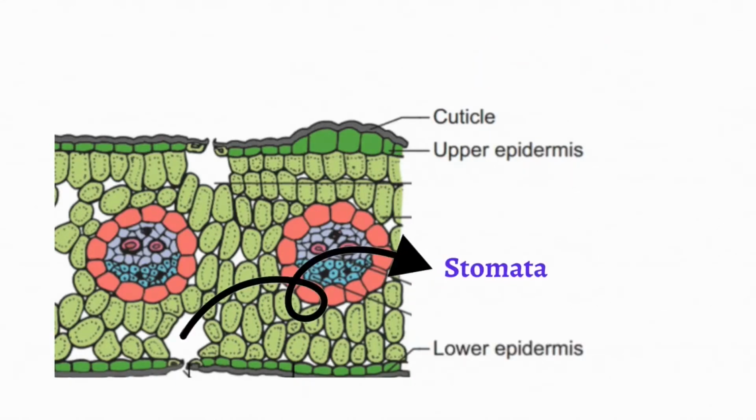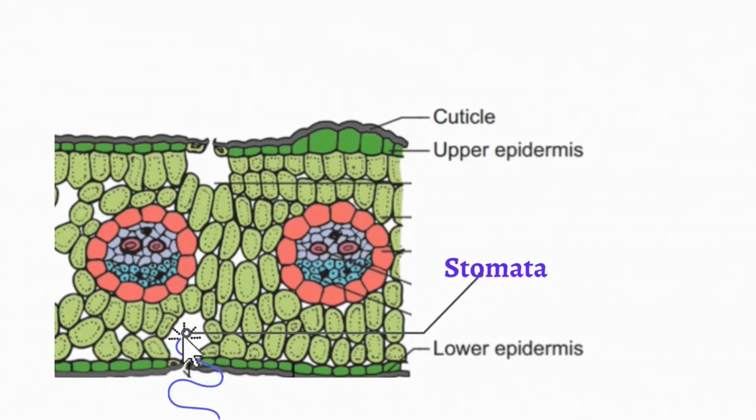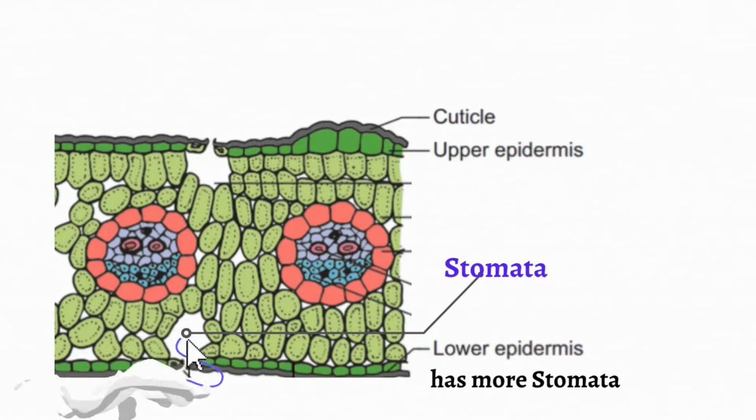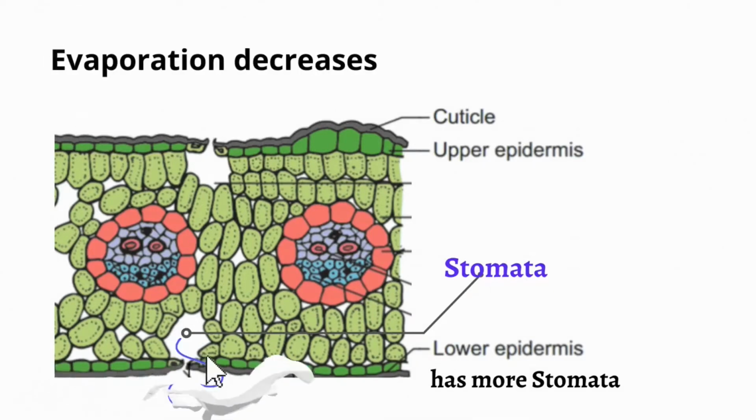In between epidermal cells, stomata are also present. Water moves out of the leaf through these stomata. The lower epidermis has more stomata than the upper epidermis. As we can see, the lower epidermis is at the shady part of the leaf. Thus, this will also decrease water evaporation.